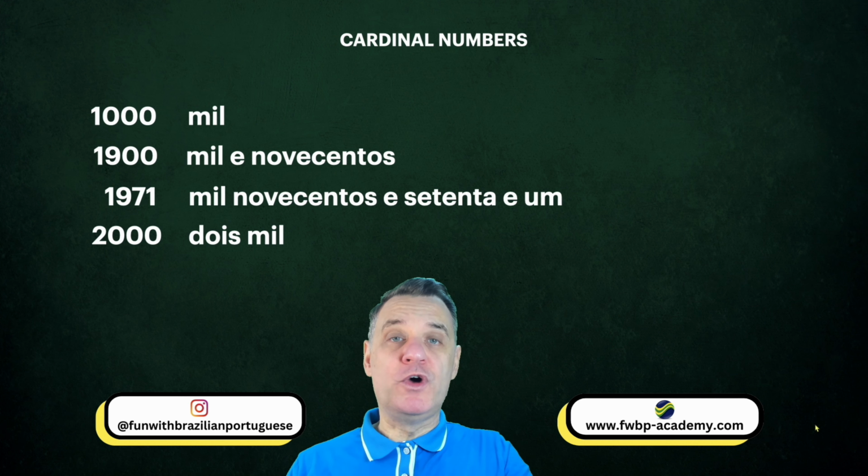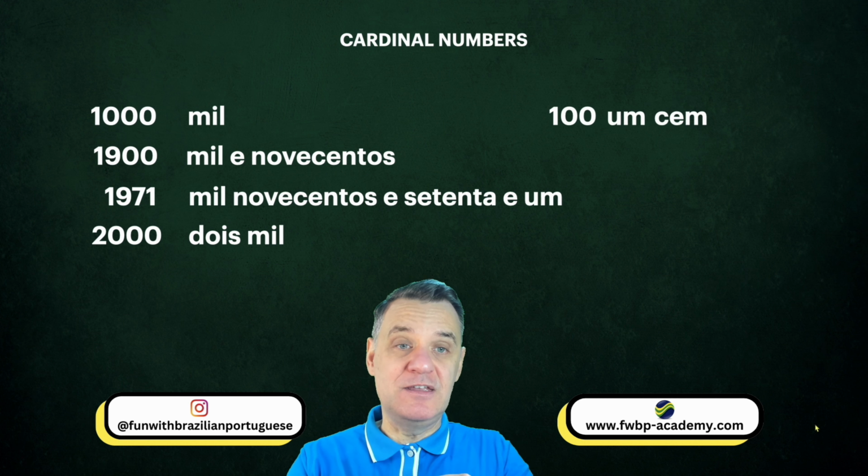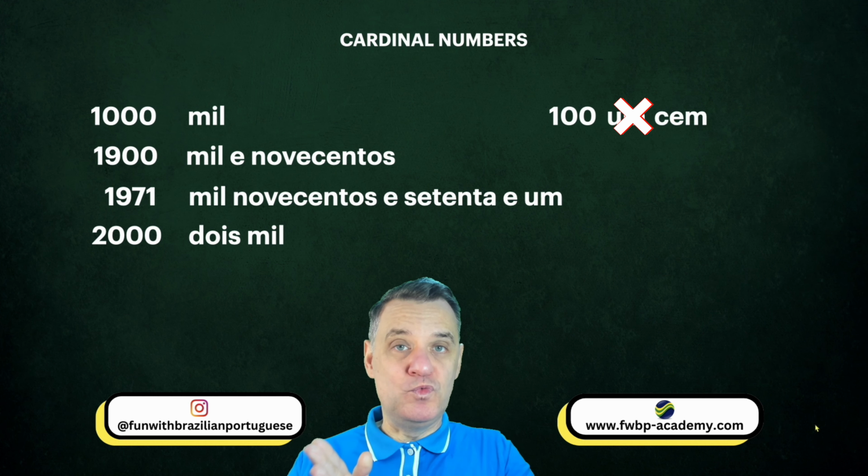So just like 100, which is cem in Portuguese, remember from my last video, we don't need to add um at the beginning. Remember, 100 is not um cem, it's just cem. The same way, we don't need to add um before mil. It's just mil for 1000.